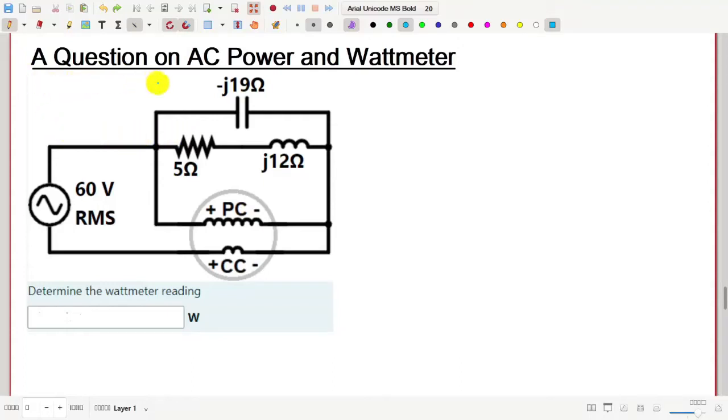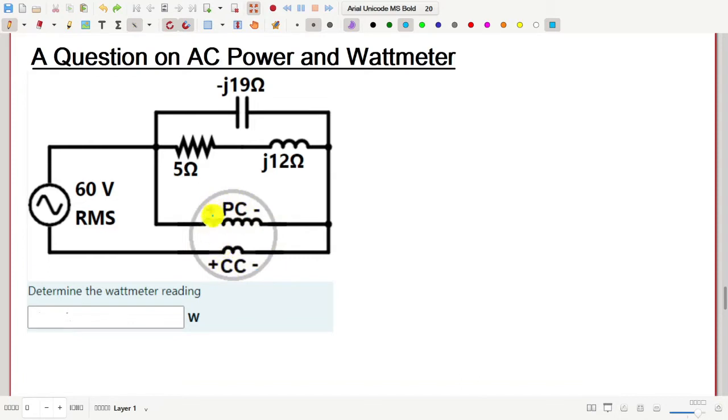Let us solve one question on AC power and wattmeter. Here is a circuit where we have a resistor, an inductor and a capacitor connected in a way, and a supply voltage is connected which has 60 volt RMS voltage across it, and one wattmeter is connected here. We have to find the reading of this wattmeter.